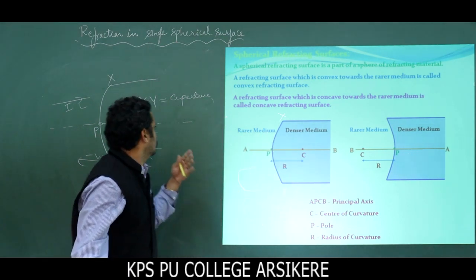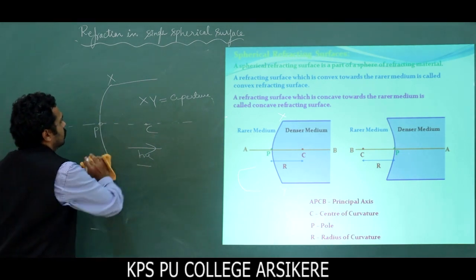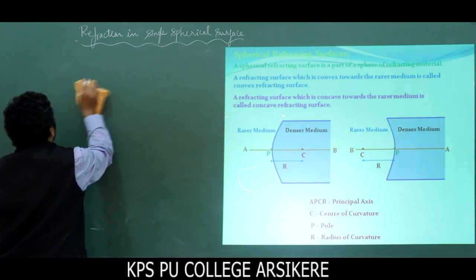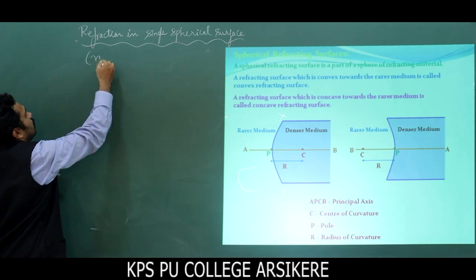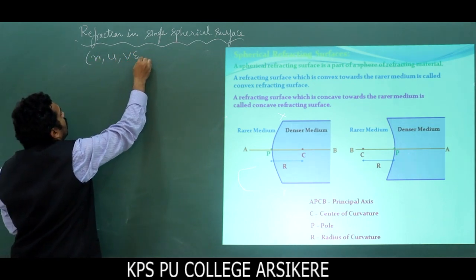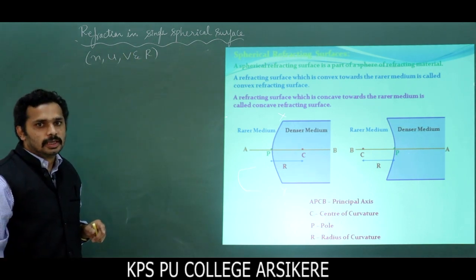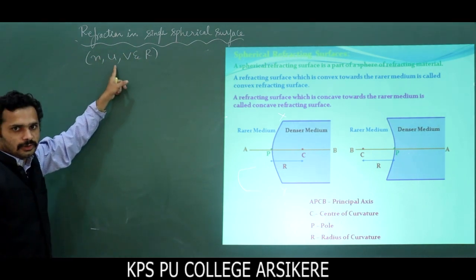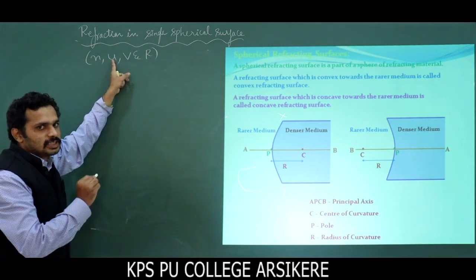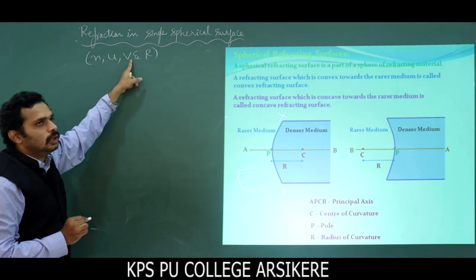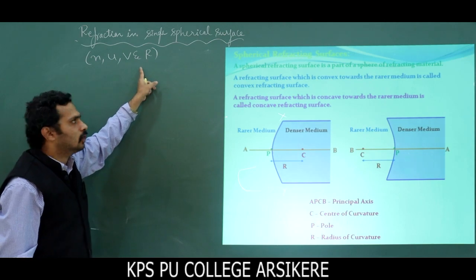First let us discuss the refraction in single spherical surface. Also the very important question: the relation between n, u, v and r using refraction in single spherical surface. What is n? Refractive index. What is object distance? The distance from pole to the place of the object is called object distance. What is the image distance? The distance from pole to place of the image is called image distance.